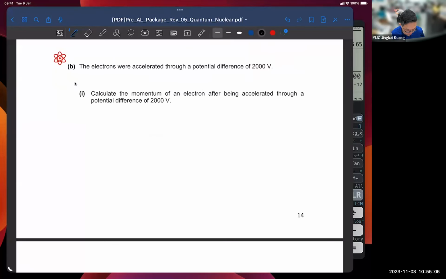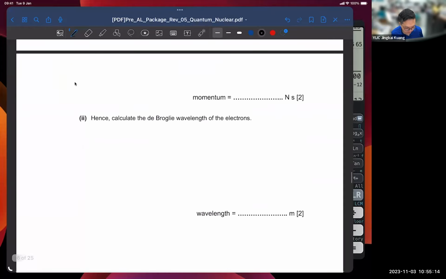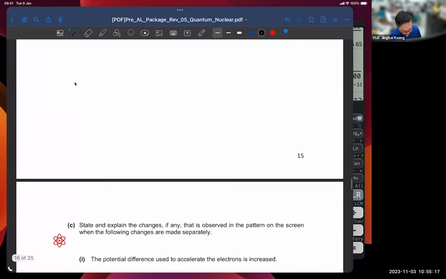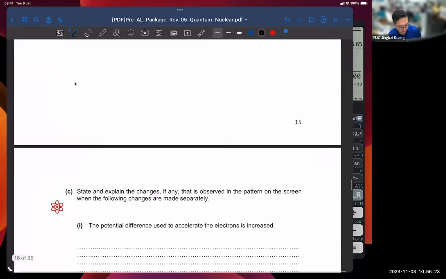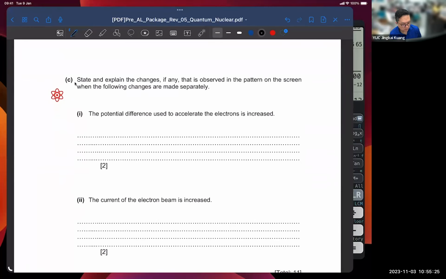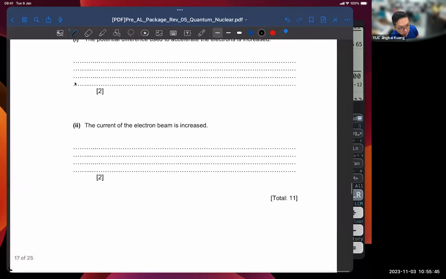Momentum, this is just using your kinetic energy. Then from there you can find lambda equals h over p to get your de Broglie wavelength. Then after that, this is again quite straightforward. If you increase potential difference, you will basically increase kinetic energy and therefore increase the momentum. Increase momentum, lambda equals h over p, the wavelength will decrease. Then see what happens, then follow your diffraction, your interference rules. Okay, I think we stop here.